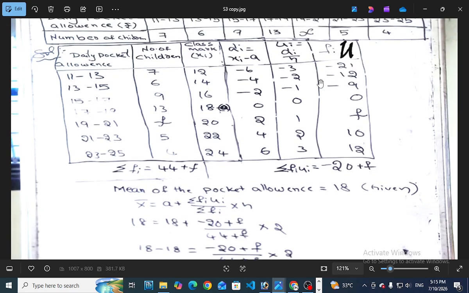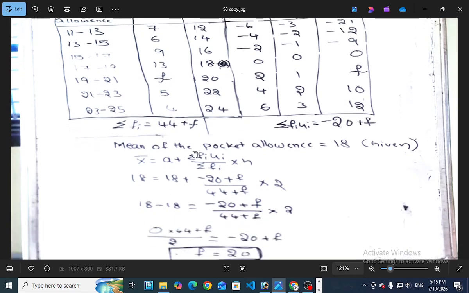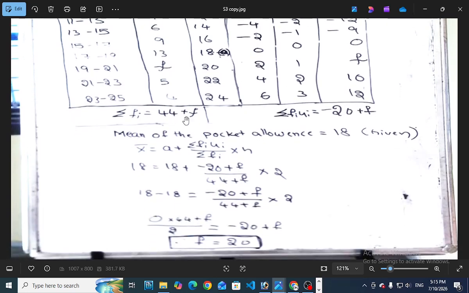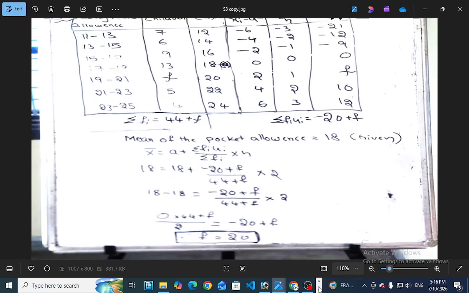After finding the Fi Ui sum, we have to find the frequencies sum. The sum of the frequency, sigma Fi, if we add all these, we will get 44 plus F. Then we have to substitute all these values in the step deviation formula. By that, we will get the F value. How to solve that? Please observe here.